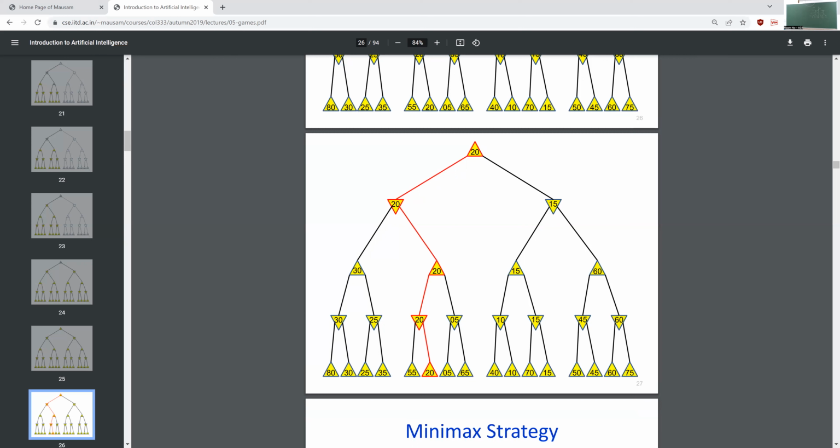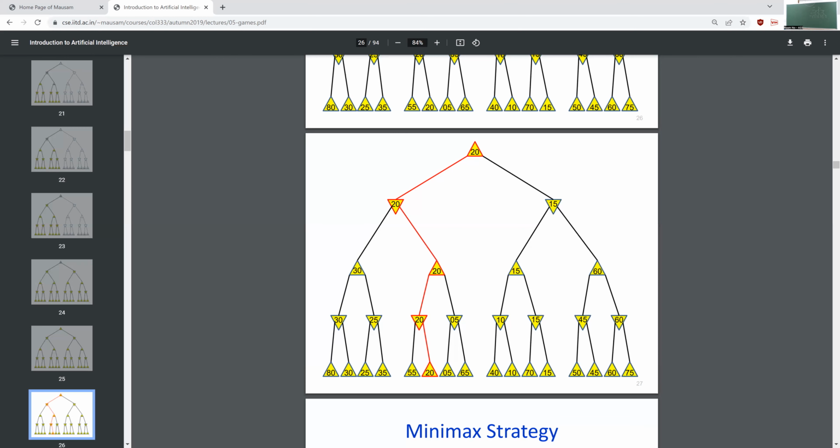And what is guaranteed is, if the AI agent follows the winning strategy, which is to always choose the action going to the node with maximum utility out of its children, then no matter how the opponent plays, you are definitely guaranteed to end in a state whose utility is 20 or more.